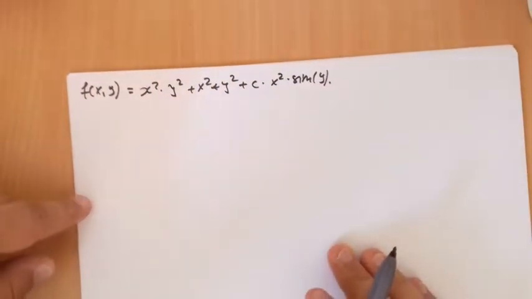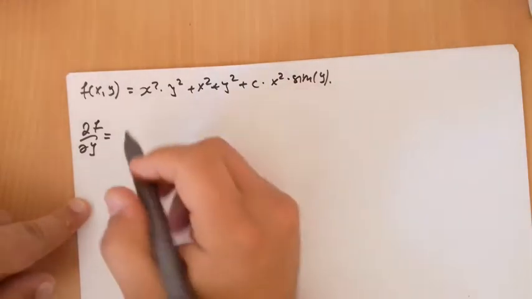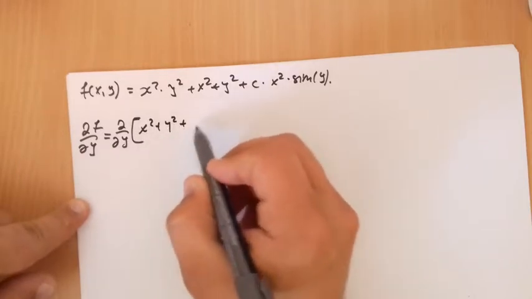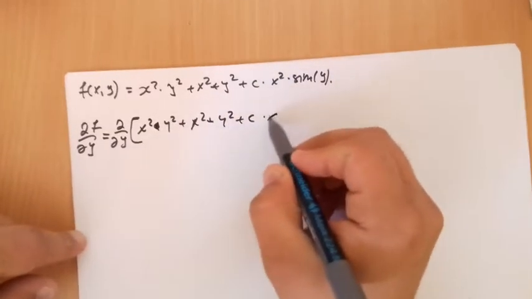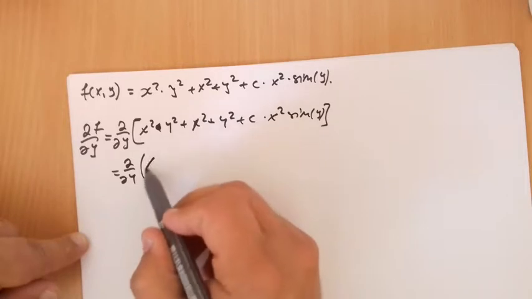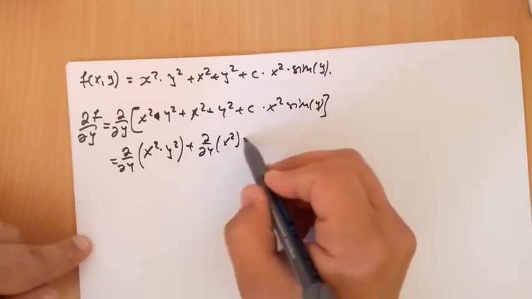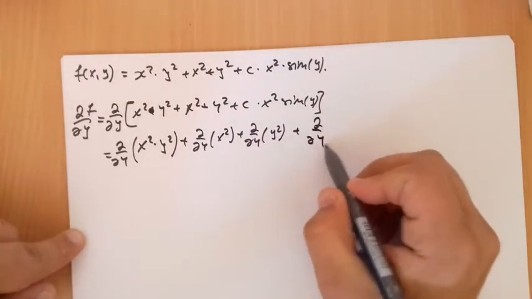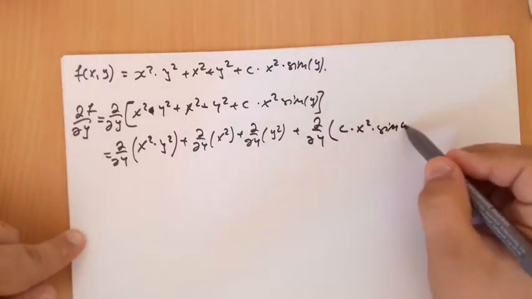So now partial of f partial of y is partial of y, x squared times y squared plus x squared plus y squared plus c times x squared sine of y, and partial of y of x squared times y squared plus partial of y of x squared plus partial of y of y squared plus partial of y of c times x squared times sine of y.